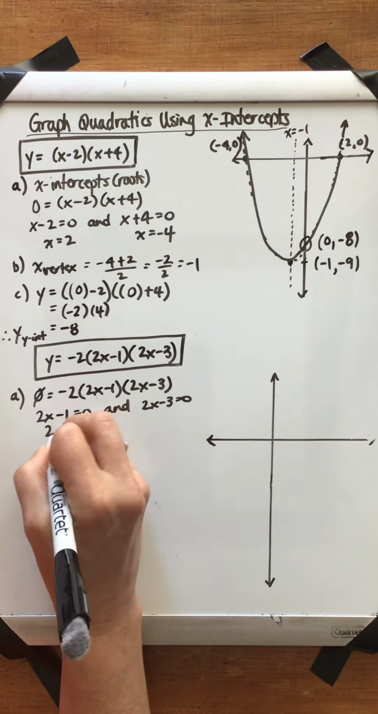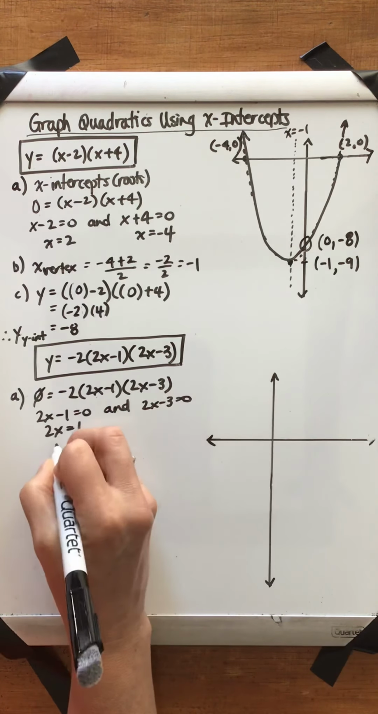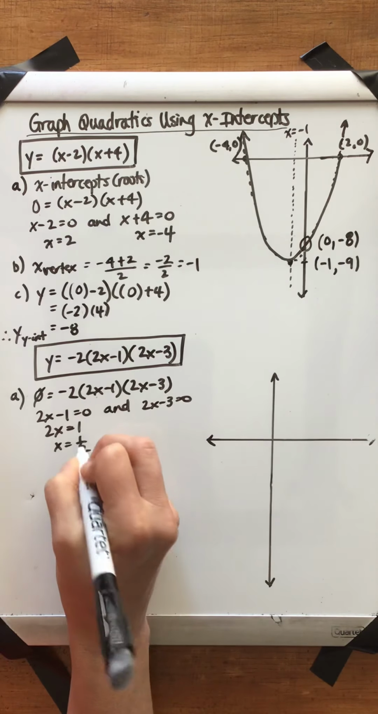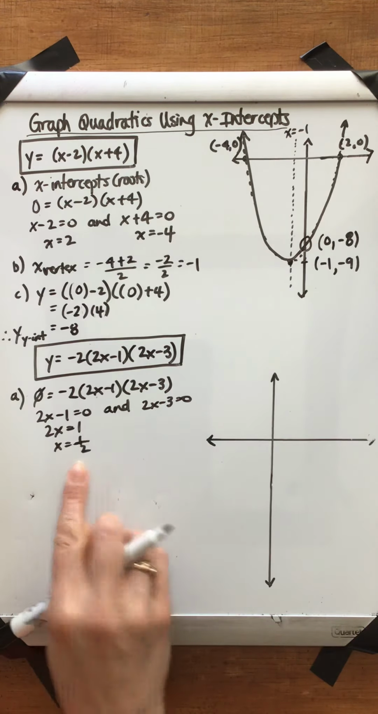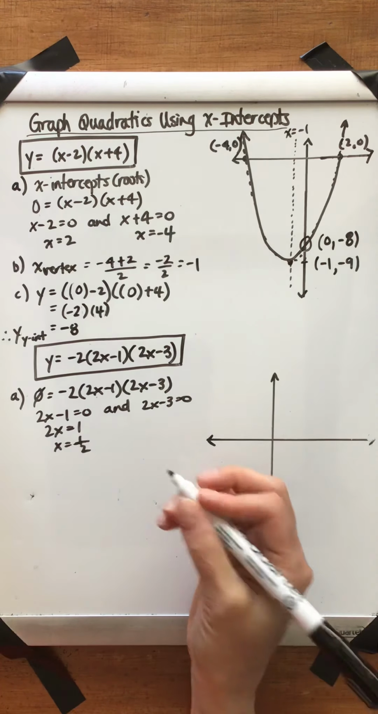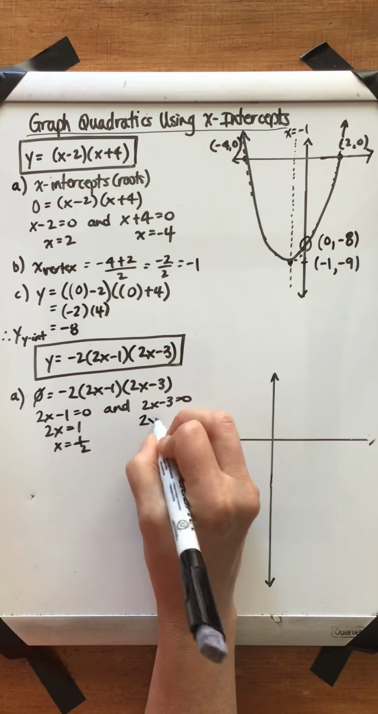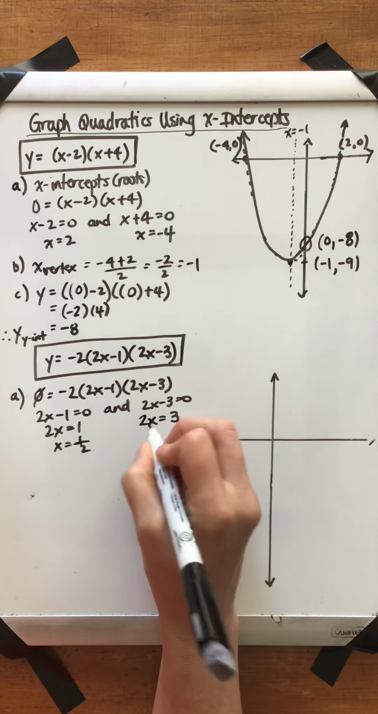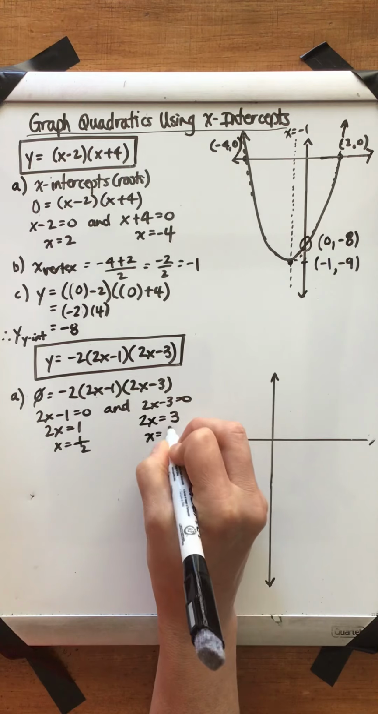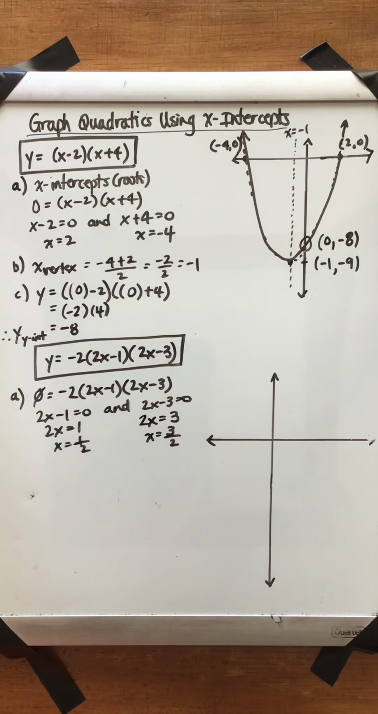Let's bring the 1 to the other side so we get 2x is 1. If we divide both sides by 2, we're going to find that x is a half. No biggie, it's just that one of the roots is a fraction or a decimal. That's fine. Let's do the same thing over here. We have 2x is equal to 3, and when we divide both sides by 2, we get x is equal to 3 halves, or 1.5.